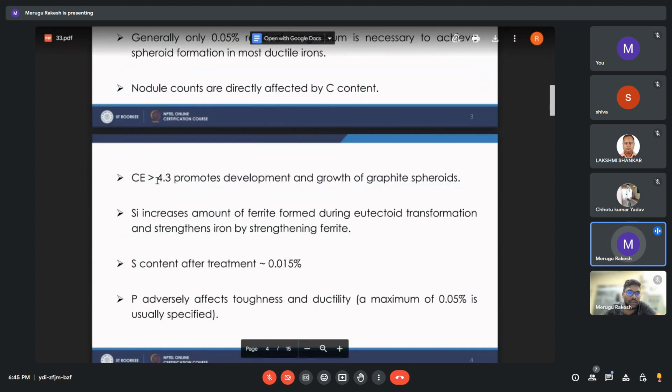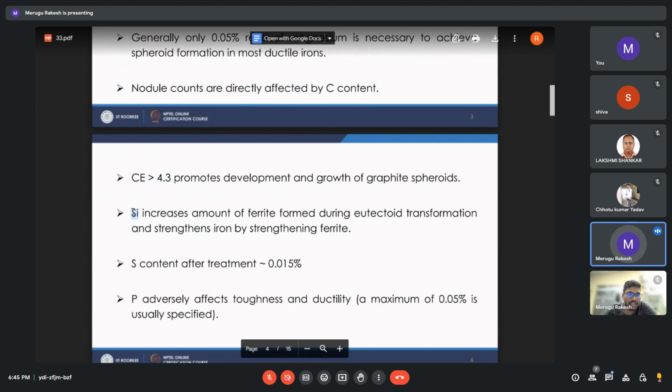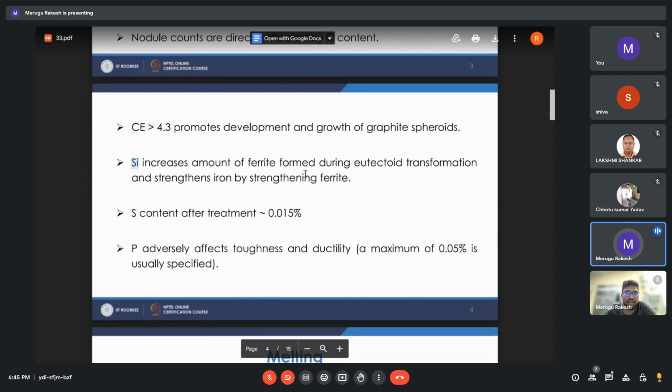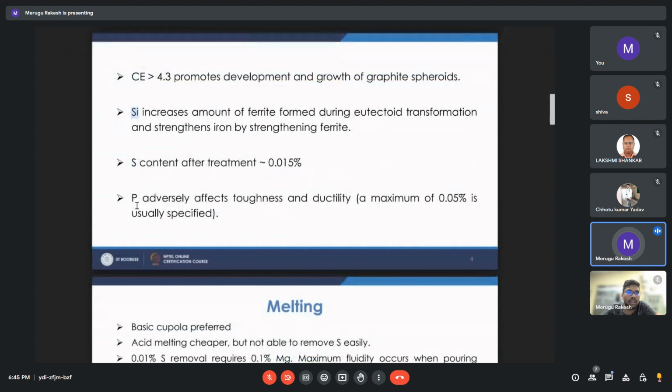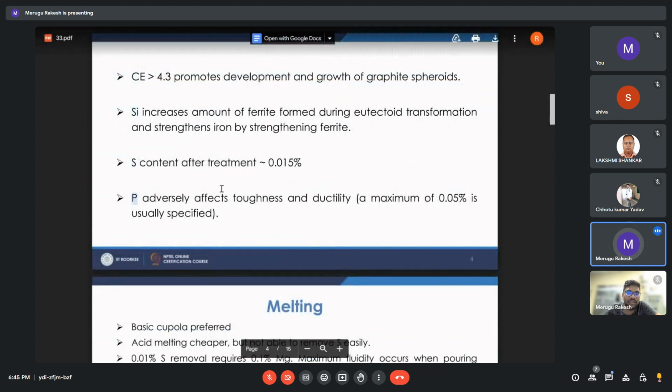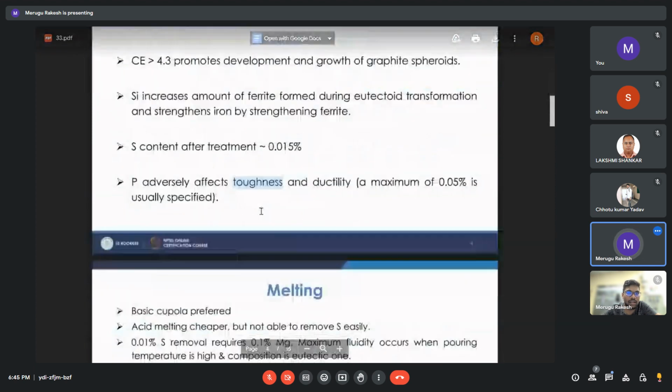So the carbon equivalent for the formation of this spheroid is 4.3. I will discuss what this 4.3 indicates. As I discussed earlier, silicon is necessary for improving graphitization. And we can add phosphorus, but we have to limit it to 0.05% only, because it affects the toughness. So this is the basic solidification of ductile iron.